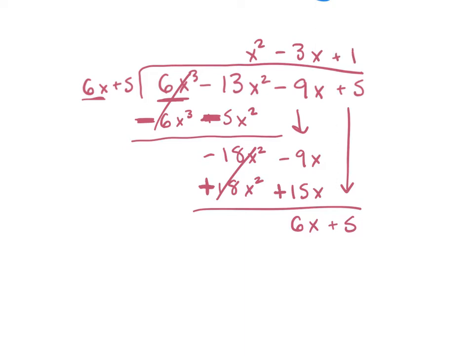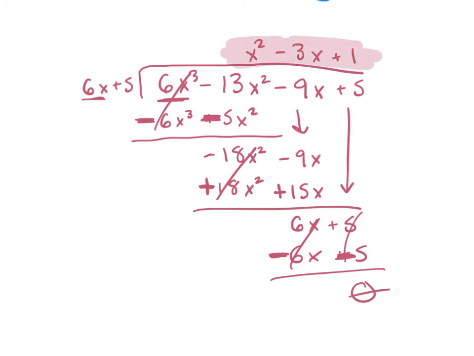So then we multiply the 1 times 6x plus 5. We change the signs here. So both cancel out, and we have no remainder. Okay. So this would be our answer. I get it now. Perfect.